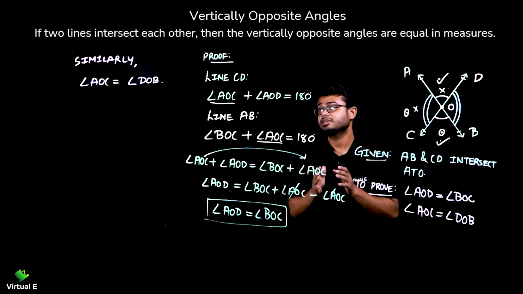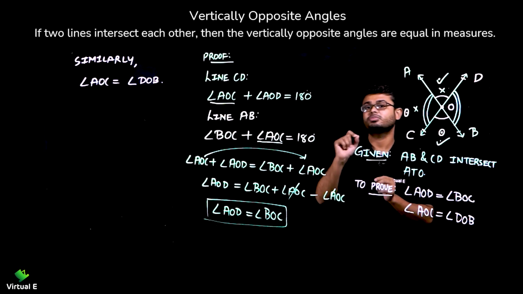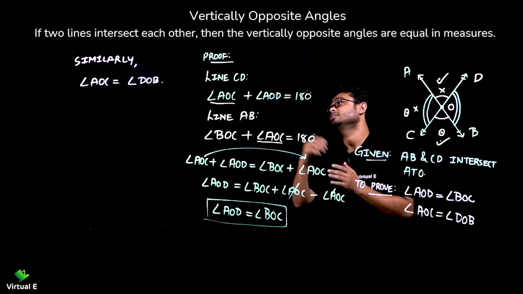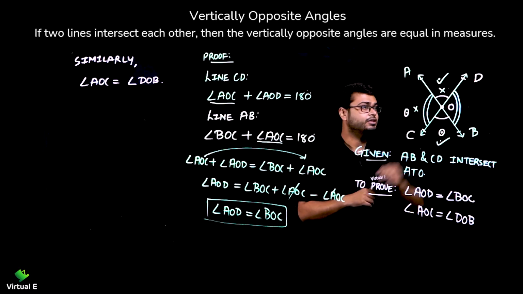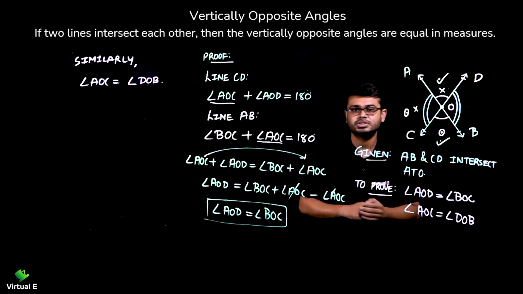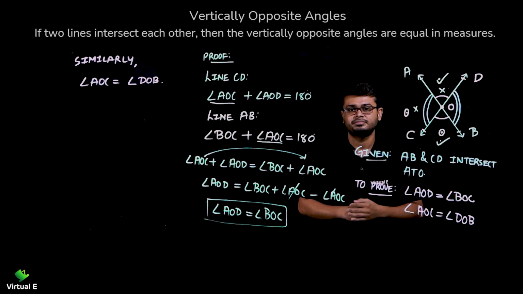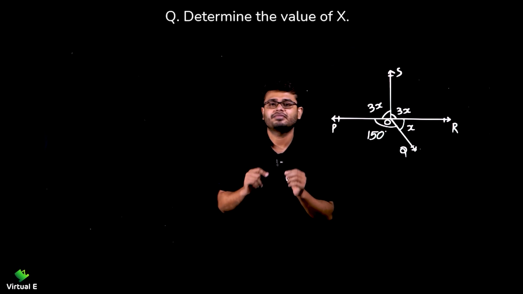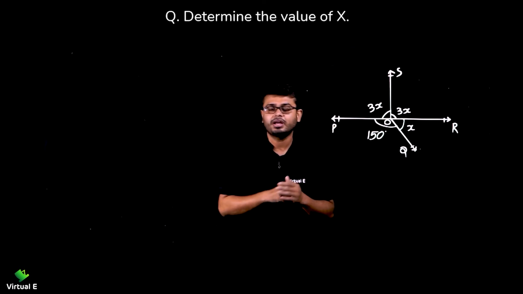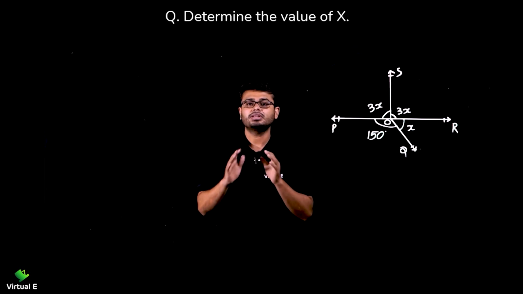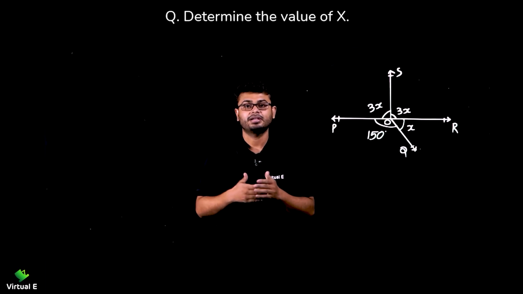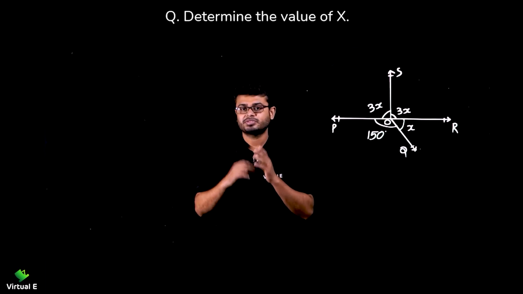So this is the theorem related to vertically opposite angles, right? We proved that for intersecting lines the vertically opposite angles are equal. This and this, and this and this, are equal. Now let's discuss a few questions related to this theorem. Let's start with the sums. In this question and the questions that we are going to solve from now onwards, we are going to use all the concepts that we have learned so far, like linear pair, complementary angles, supplementary angles, and types of angles.